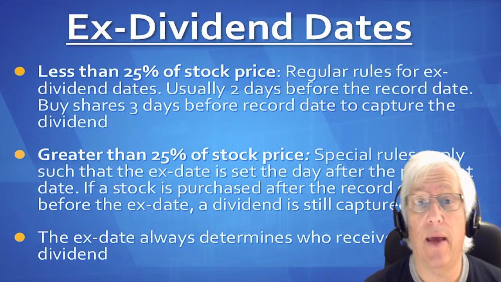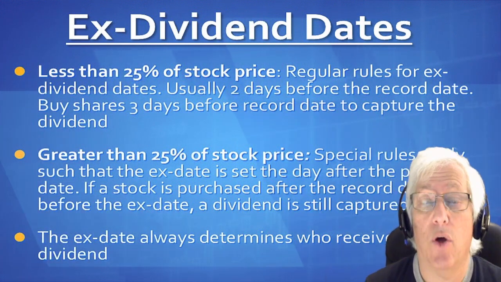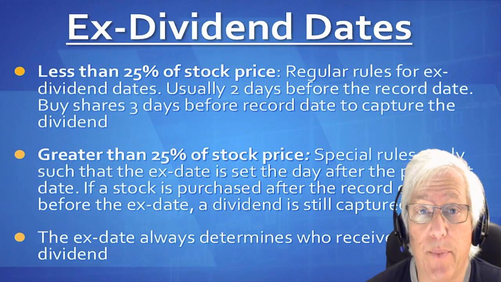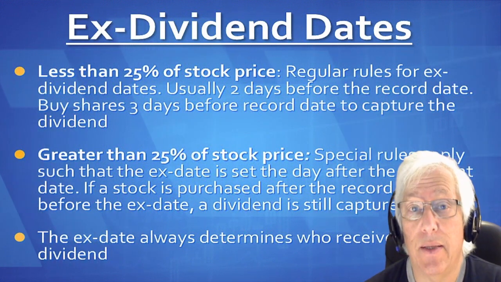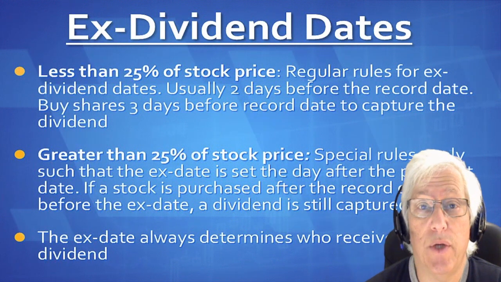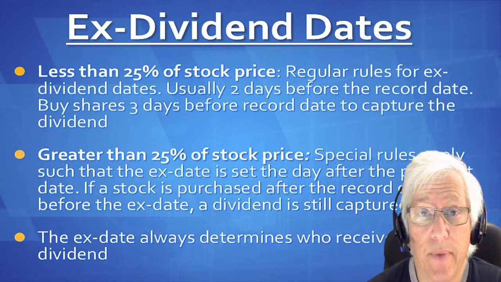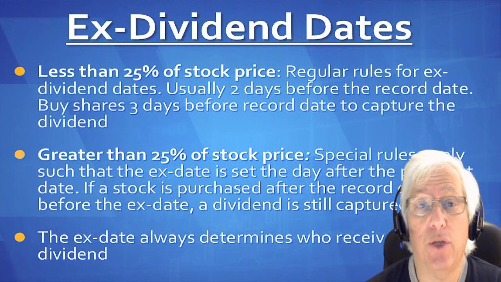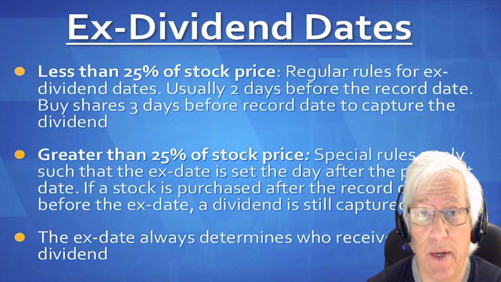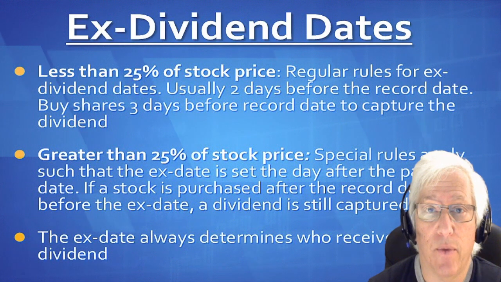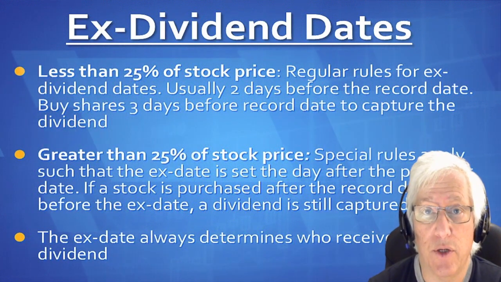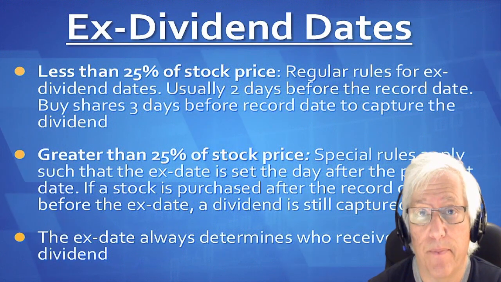Now, the ex-dividend date is the date that we must own the shares by in order to capture the dividend. For standard dividends, the ex-dividend date is normally 2 days prior to the record date, and so that means we have to buy our shares at least 3 days prior to the record date. And then comes the ex-date, and then the record date, and then after that comes the distribution of the dividend.